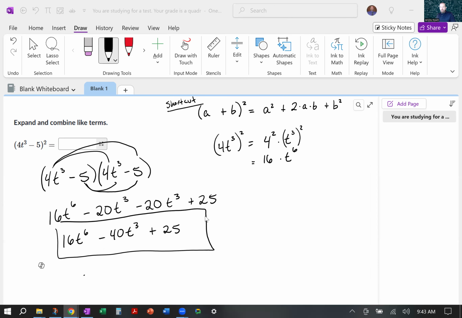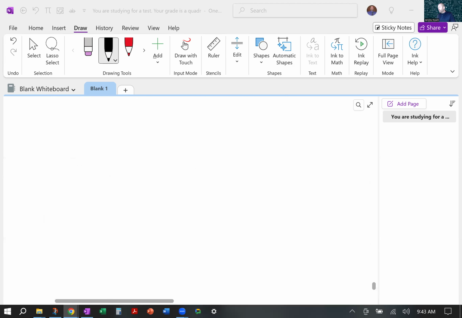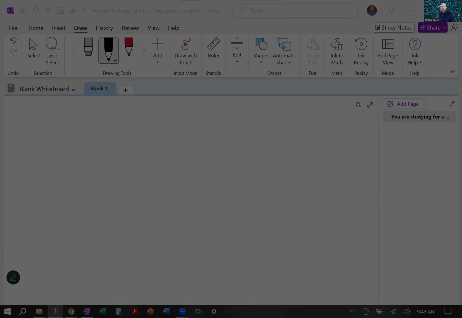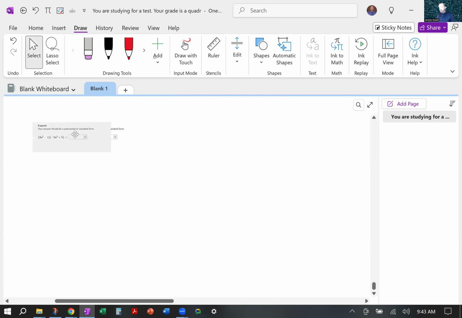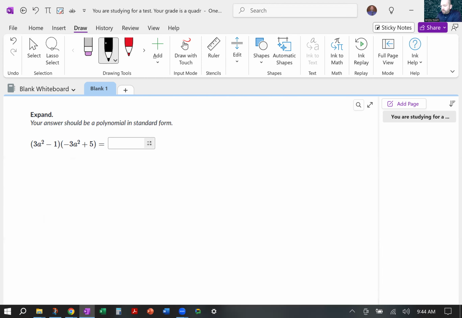All right, let's do one more of these. This one has some negative values, so we'll just make sure to watch our signs for this next one. Here's our next one. Quantity 3a squared minus 1 times the quantity of negative 3a squared plus 5. All right, so we'll do the first one here, multiply those. So that would be negative 9a to the fourth.